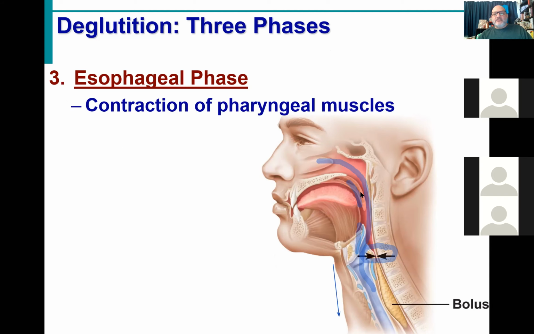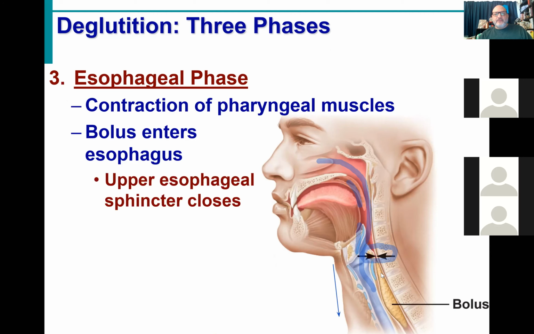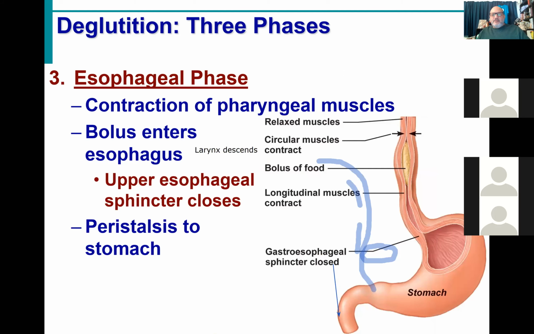So again, we contract those pharyngeal muscles. The bolus enters into the esophagus. Our upper esophageal sphincter closes. Our epiglottis elevates, right? All because of the, I should say this here, our larynx descends. And so when the larynx descends, the upper esophageal sphincter closes, the airway opens back up again. And peristalsis is going to move the food towards the stomach.